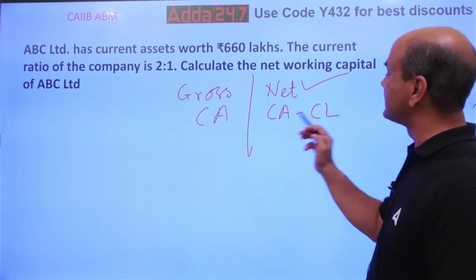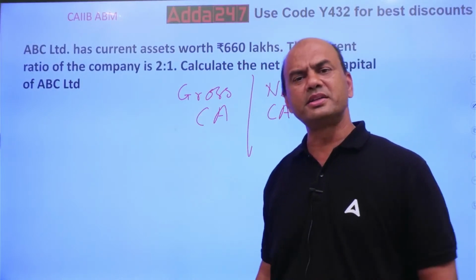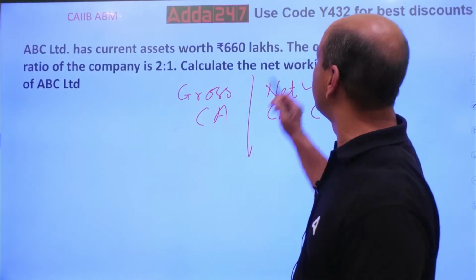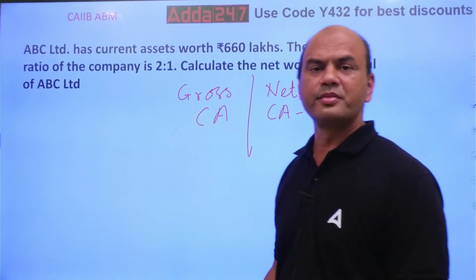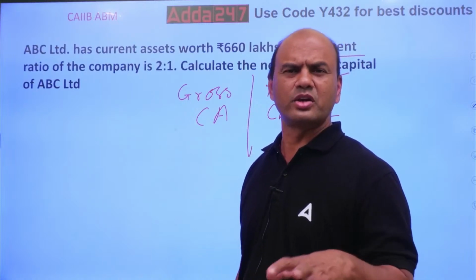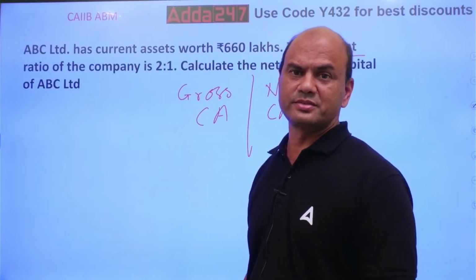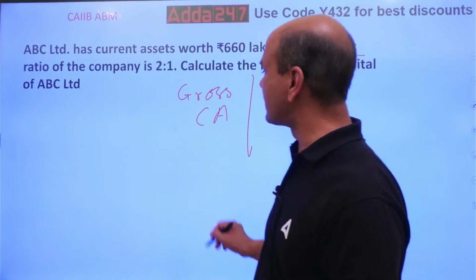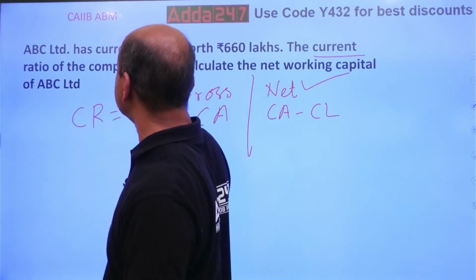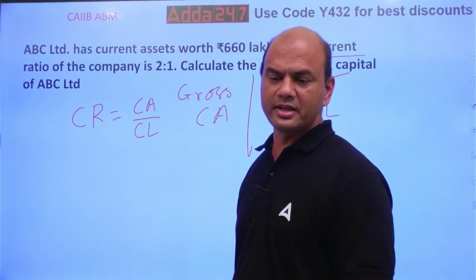Now, you have the current assets, but what about the current liabilities? How do I find them? For that, you need to know the meaning of current ratio. These are all short-term liquidity ratios: current ratio, liquid ratio. So what is current ratio? Current ratio, CR, equals CA upon CL, current assets upon current liabilities.